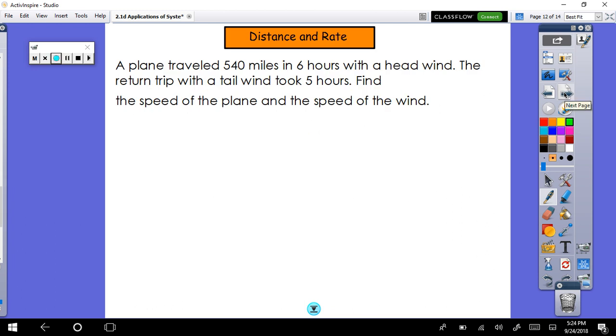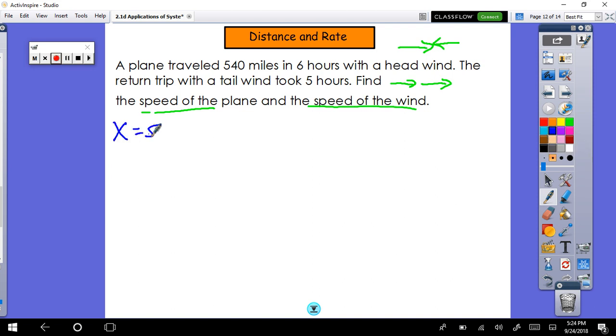The last examples are distance and rate problems. So it says a plane traveled 540 miles in 6 hours with a headwind, and a return trip with tailwind took 5 hours. So with a headwind, that means flying against the wind, so the wind's pushing against them. And with a tailwind, they're going faster. It only took them 5 hours, so the wind and the plane are going the same direction. Find the speed of the plane and the speed of the wind. So those are my variables. That's what I'm looking for.